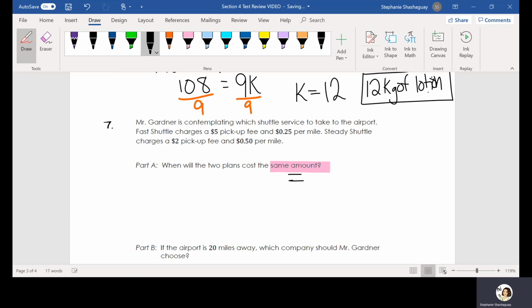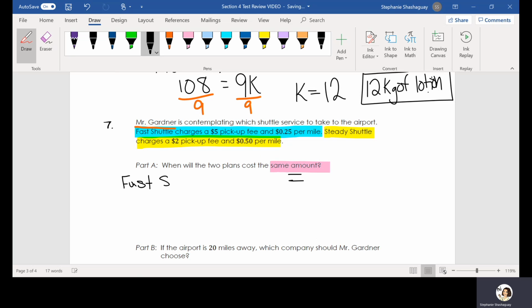There we are with that same amount. When we see the word same, that means equal. That's when we set the equations equal to each other. Looking at this word problem, we have to compare Fast Shuttle and what they charge, and compare that to Steady Shuttle and what they charge. Then we're going to help Mr. Gardner determine which shuttle service to use. So first we need to determine when they're going to cost the same. So first we need to write an equation for both companies, Fast Shuttle and Steady Shuttle.